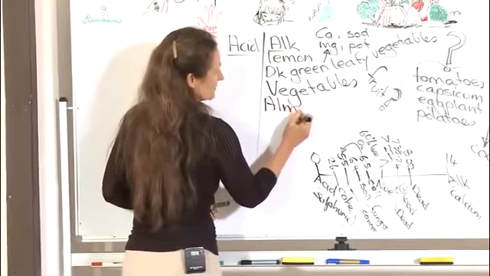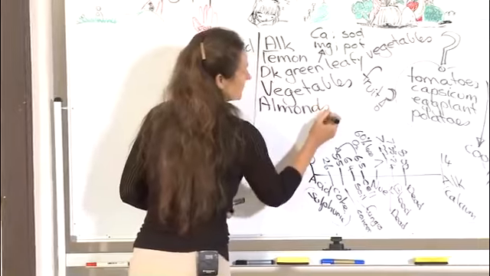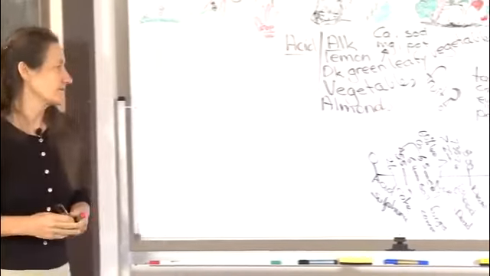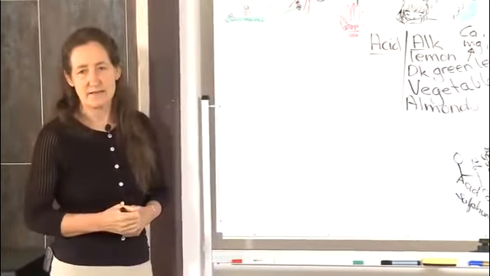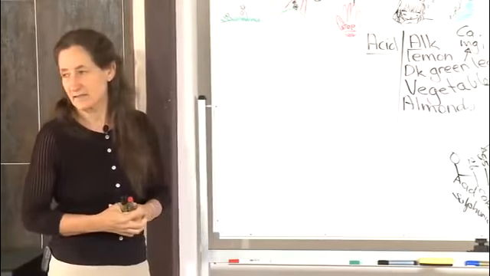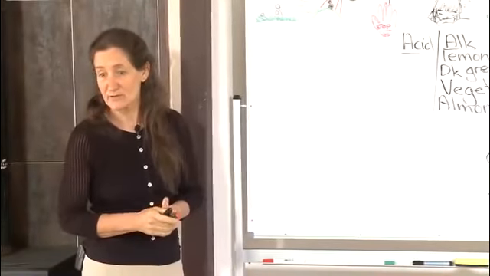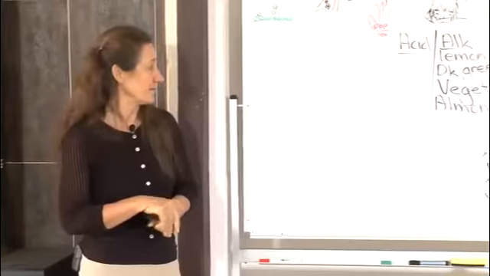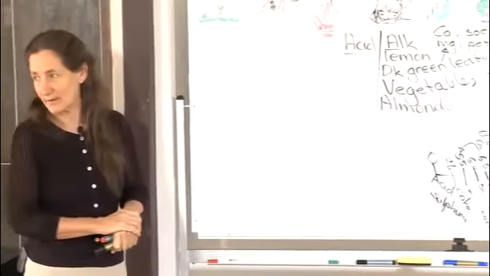Almonds. Almonds are called the king of all nuts, and they deserve the title because they are the most alkaline nut. They are the nut that is the highest in protein. 26 grams of protein to a cup of almonds. I don't suggest you eat a cup of almonds.